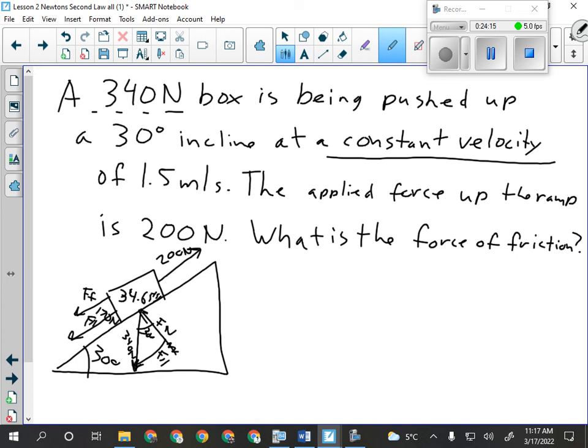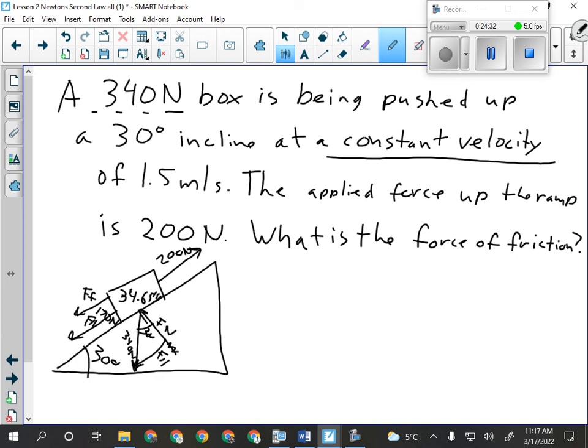That means the force up the ramp and the forces down the ramp cancel. So I got 200 up, I got to have 200 down. I just calculated one of them to be 170, so the one I'm missing is 30.